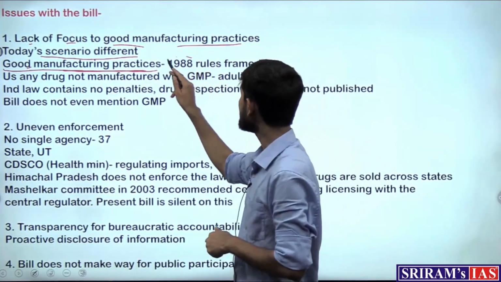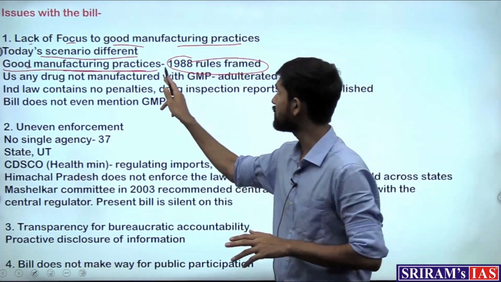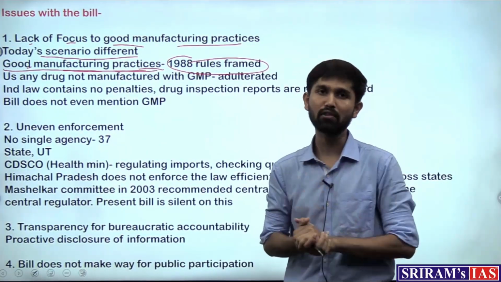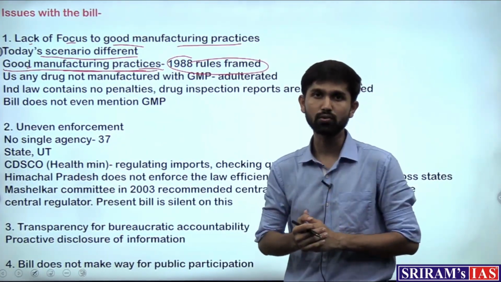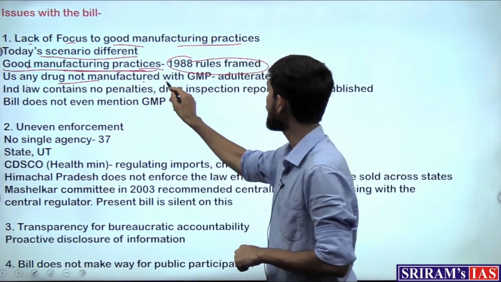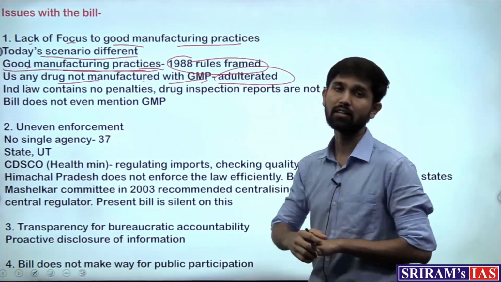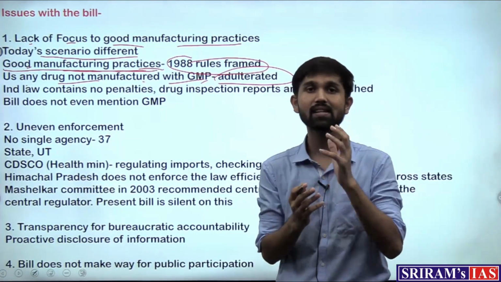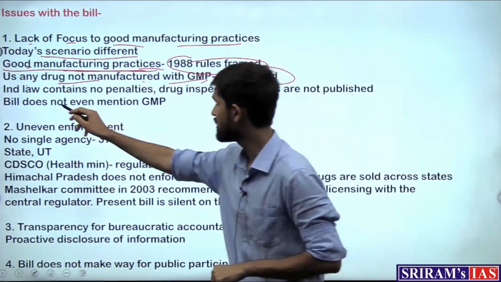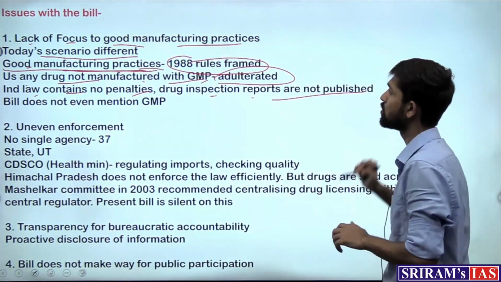So there are 1988 rules which were framed to deal with good manufacturing practices, but they do not have any penalties attached if the drug manufacturing units do not adhere to these good manufacturing practices. Whereas in the US, any drug which is not manufactured with the good manufacturing practices is labeled as adulterated. So the US in comparison has a very strict approach to this, wherein the Indian law contains no penalties and the drug inspection reports are also not published.